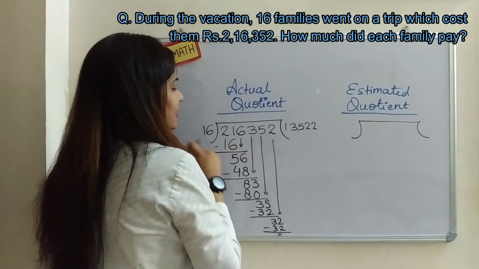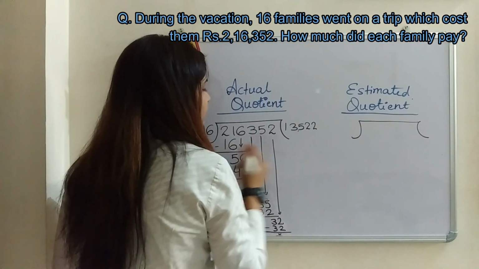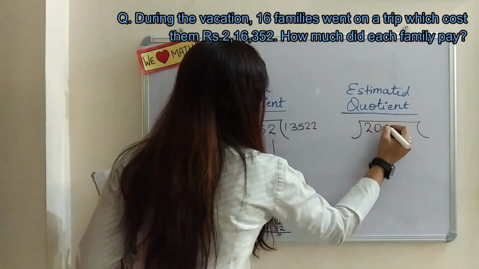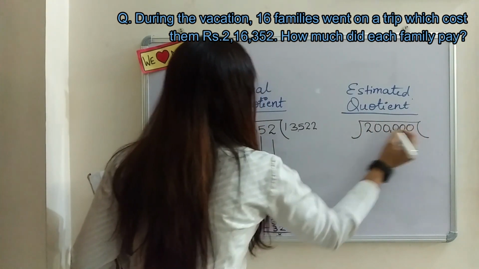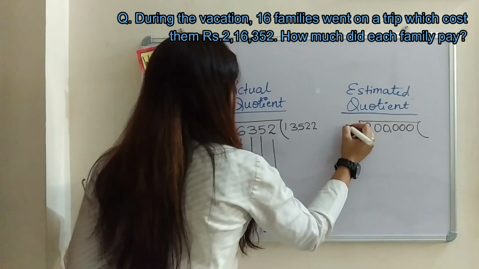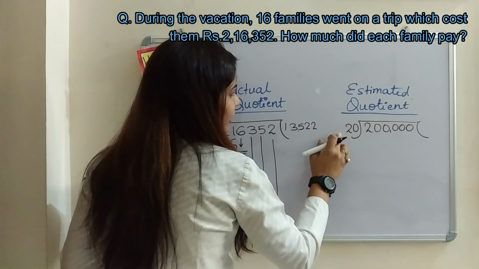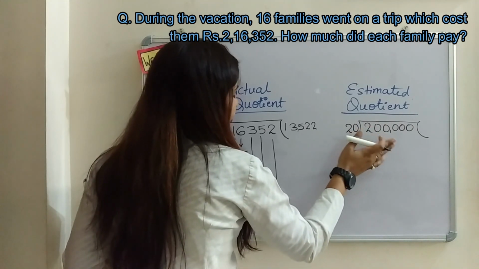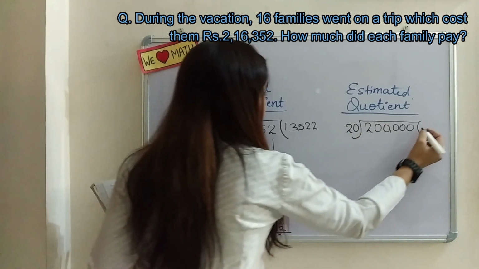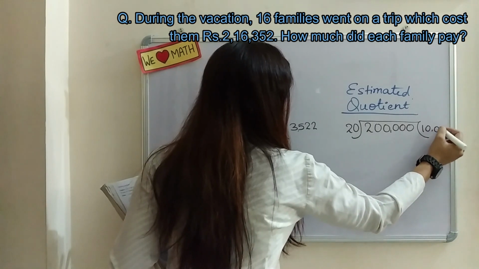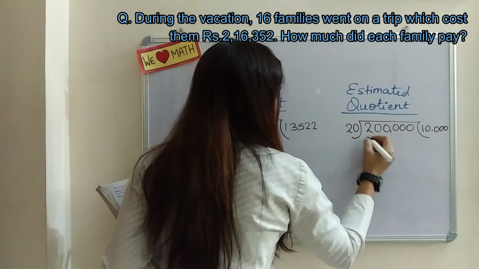And if we do it with the estimated quotient, what we will do is, this 2,16,000 will become 2 lakh, of course, and the 16 will become 20 with the round off rule, and we can easily see 2 lakh divided by 20, we will get 10,000. We can easily do it.